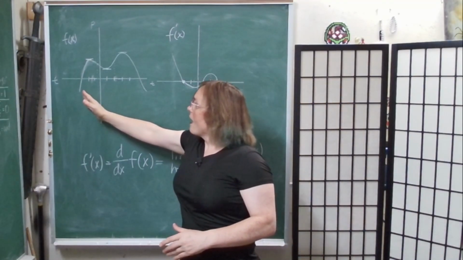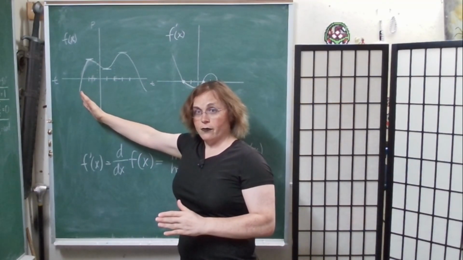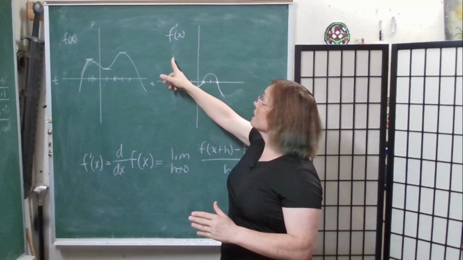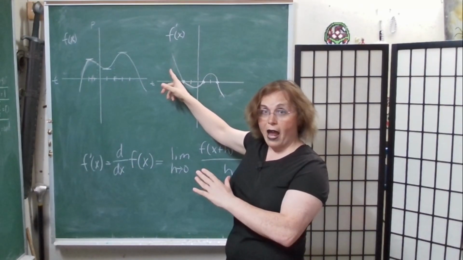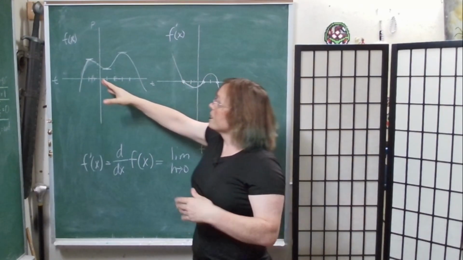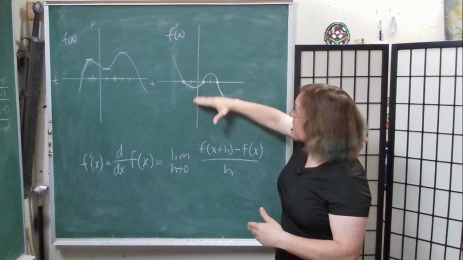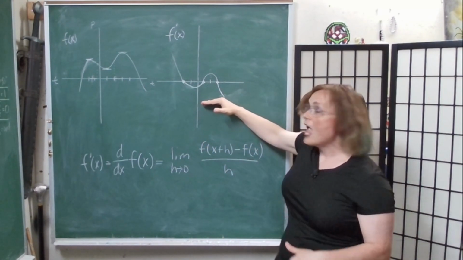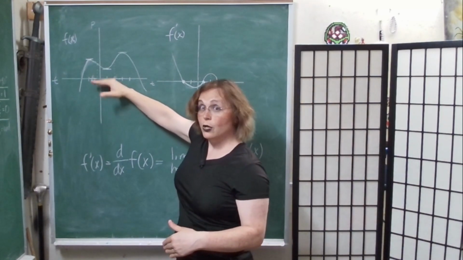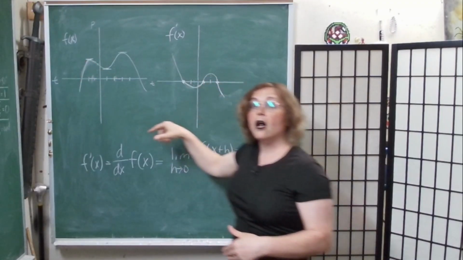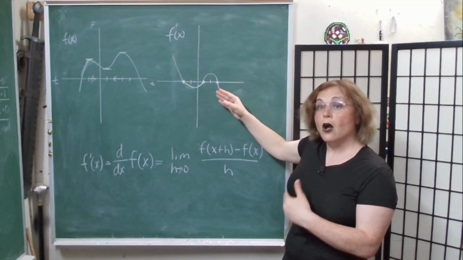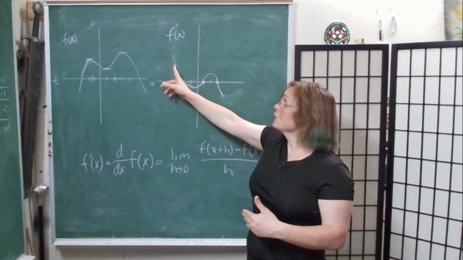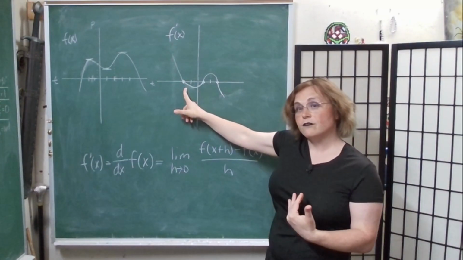So if I have a positive slope here, then I will have a positive point on this graph. If I have a negative slope here, I'll have a negative point on this graph. And if I have a zero slope here, so a horizontal line, I'll have a 0 point on this graph. So it's where I'm going to transition from positive to negative.